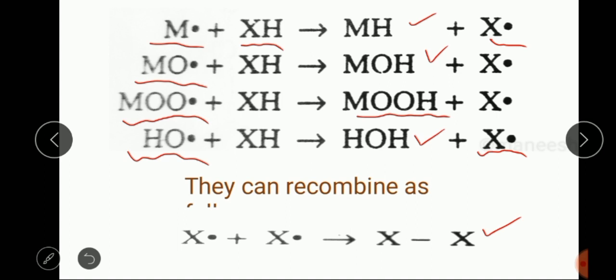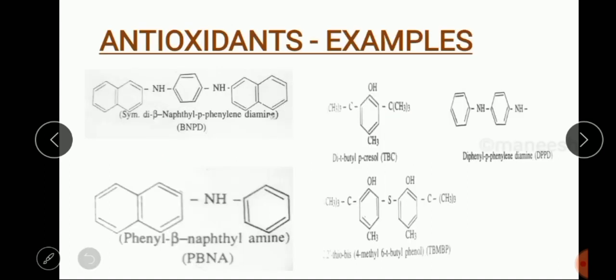Here are some commonly used antioxidants: BNPD, PBNA, TBC, DPPD and TBMBP.